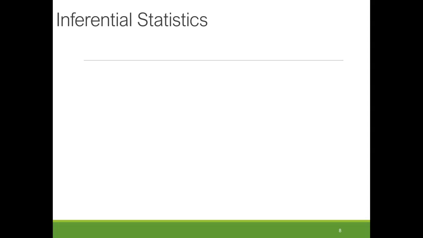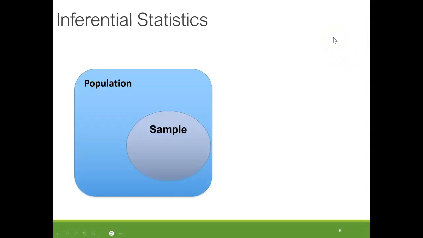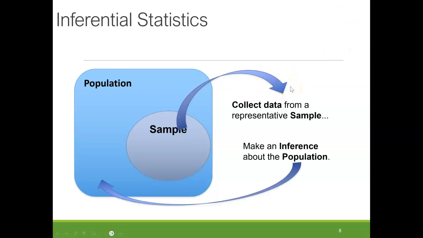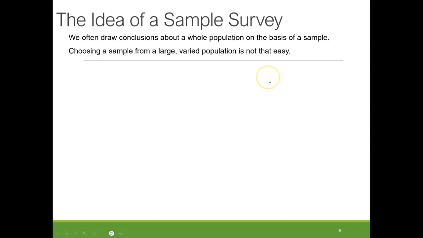So when we talk about statistics, what we're often most interested in are inferential statistics. So that's something you can make an inference from. So once again, we have our population. From our population, we'll take a sample. We'll collect representative data from that sample, and then make an inference about the entire population. So let's talk about the different ways you can do that data collection.